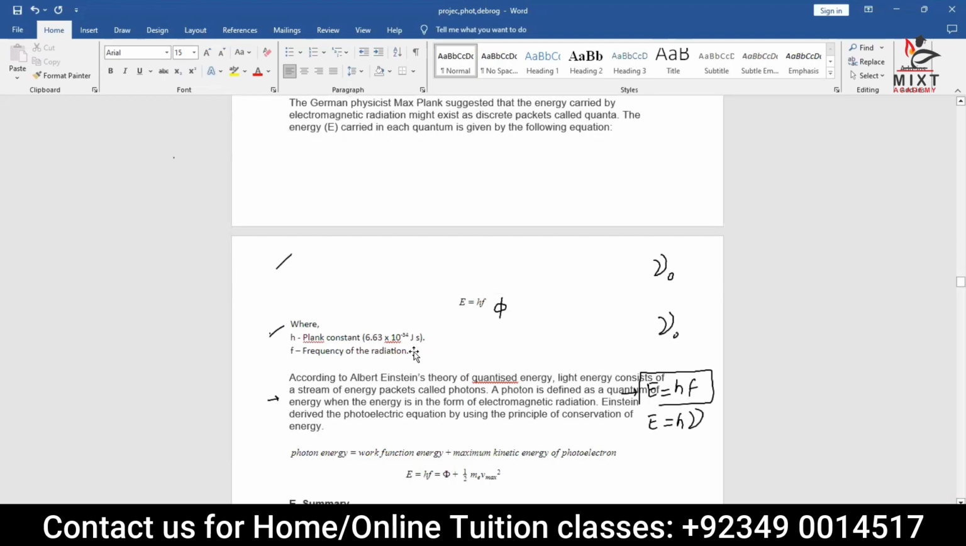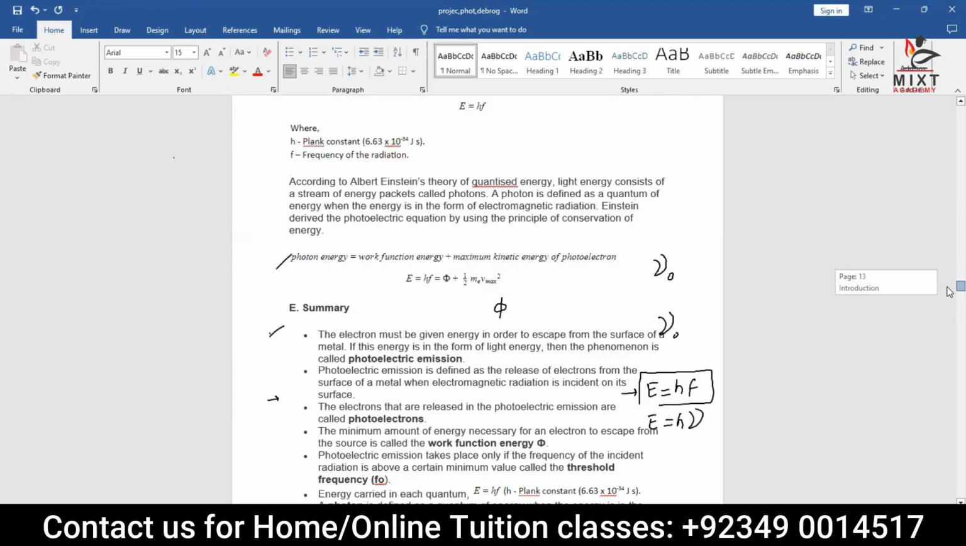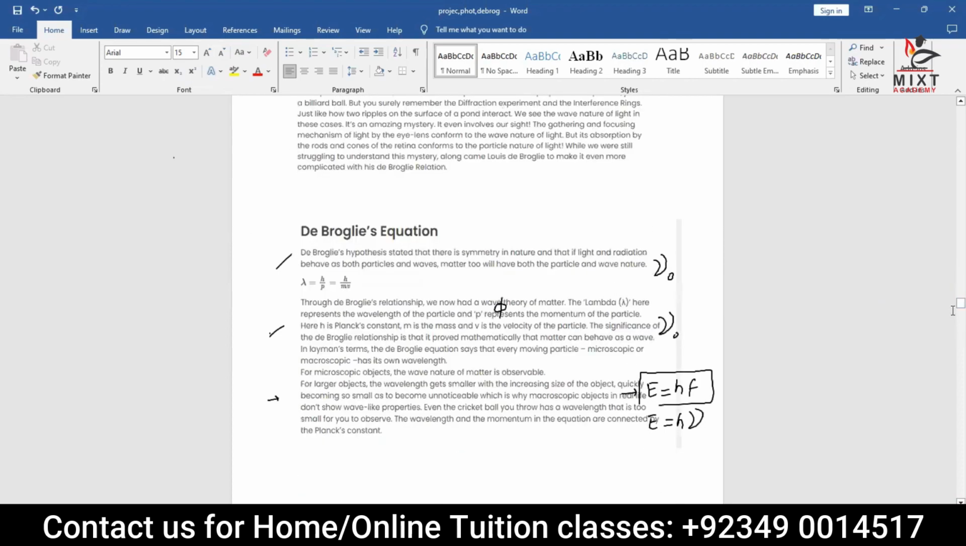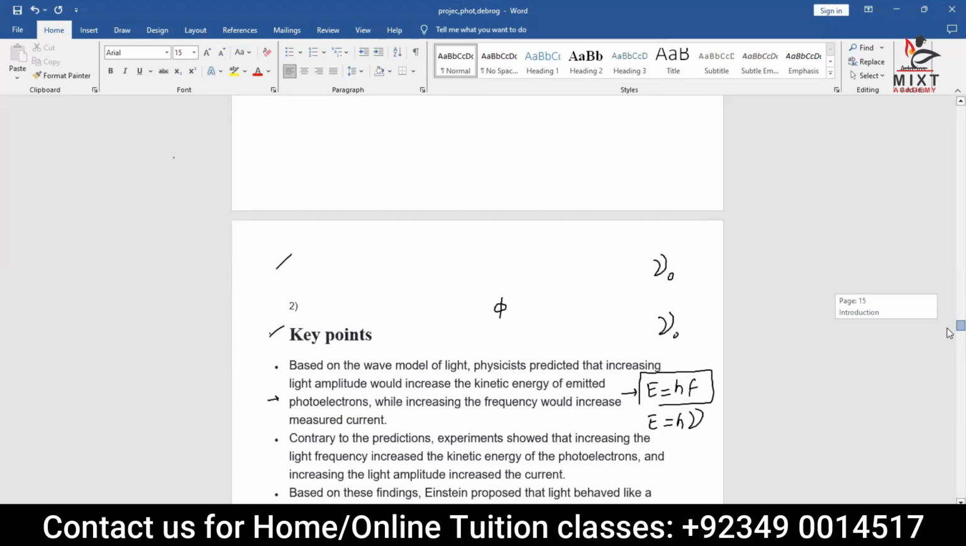Once you finish with that, f is equal to frequency of the radiation, let me know. I'm done. Done. Okay. What about the other two, Mahanur and Alicia? Yes, sir, done. Okay. Now another thing. Done. Now what do you need to write here?